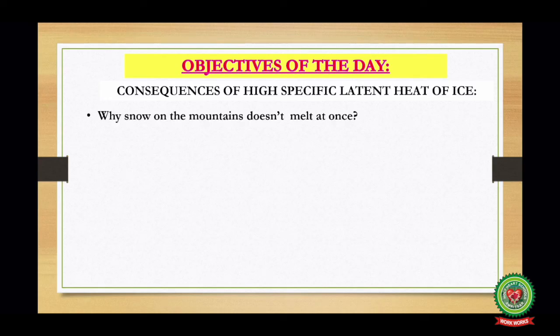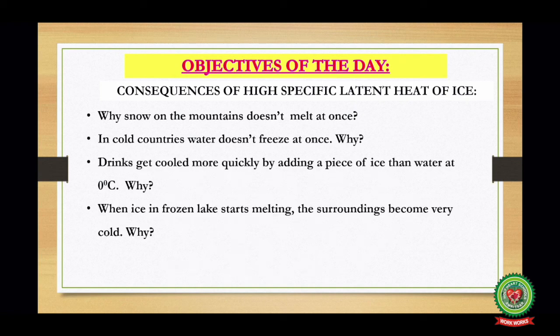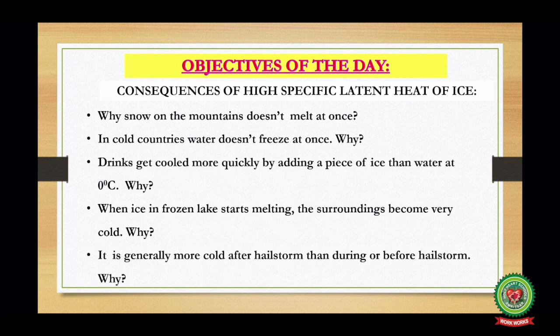Consequences of high specific latent heat of ice, and the questions involved in this topic will be: why snow on the mountains does not melt at once? In cold countries, water doesn't freeze at once. Drinks get cooled more quickly by adding a piece of ice than water at 0 degree. When ice in frozen lakes starts melting, the surroundings become very cold. It is generally more cold after a hailstorm than during or before hailstorm.